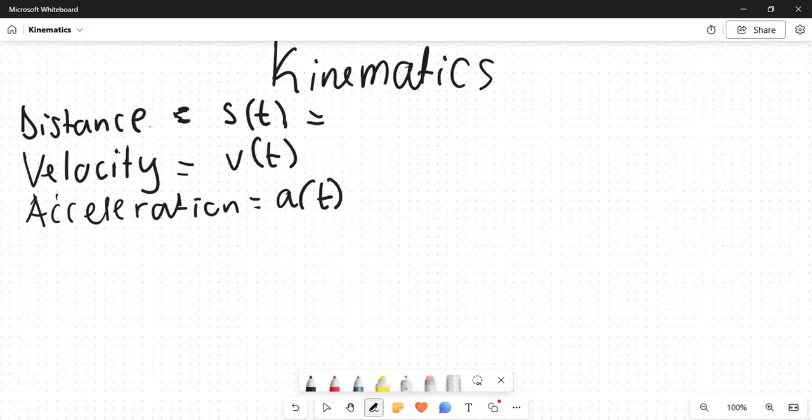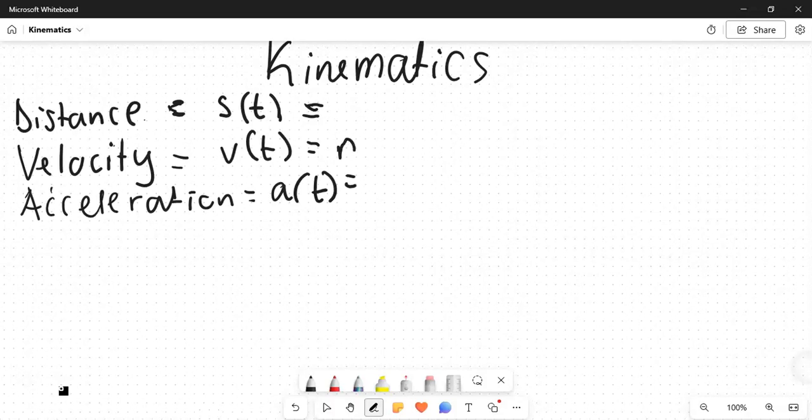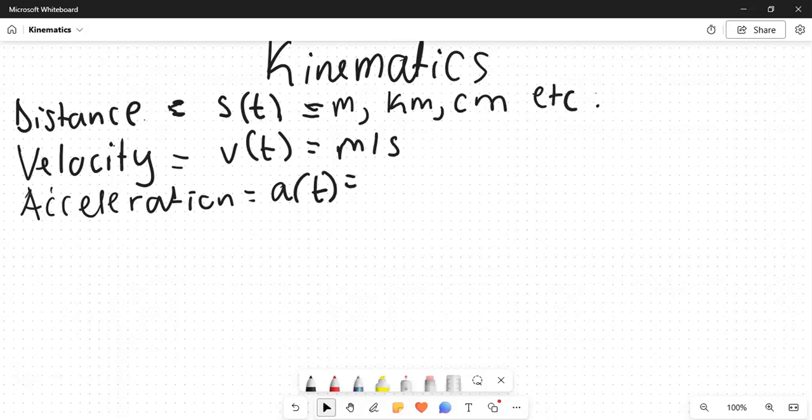When we talk about distance, distance is anything. It can be meters, kilometers, centimeters, etc. I forgot to write distance earlier. But in the velocity function, the unit of the velocity function is meters per second. And the acceleration function is meters per second squared.